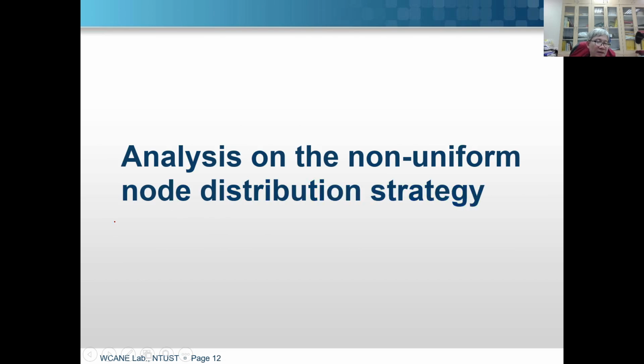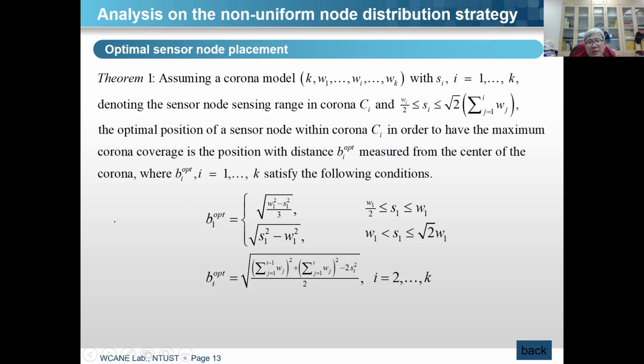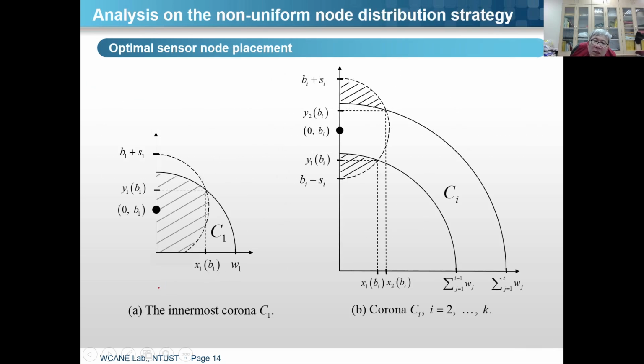Right now, let us have the analysis on non-uniform node distribution strategies. First of all, we derive the optimal node placement, so that we have the optimal sensor node position. In fact, you can look at the article to have the theorem, and later we can pass on the theorem to have the design for our proposed strategies. So this is the optimal position for the sensor node. Of course, if you want to have the derivation, then you can find how to have the optimal sensor node placement.